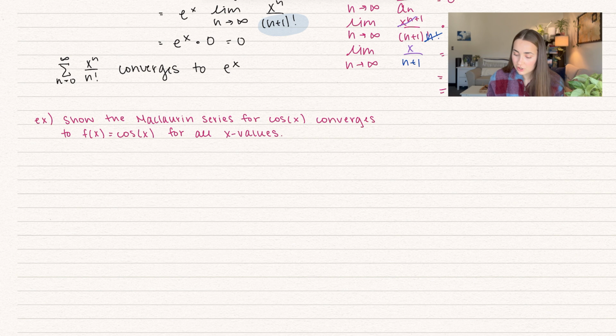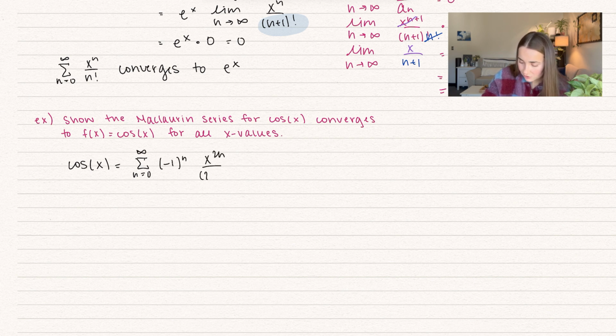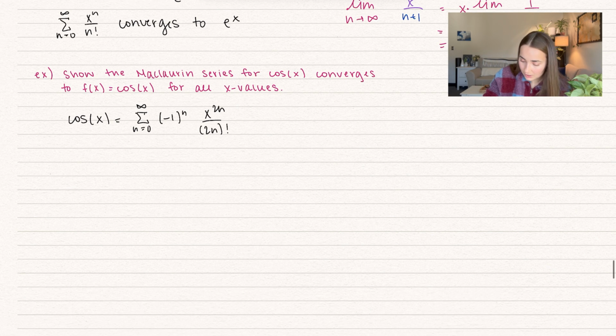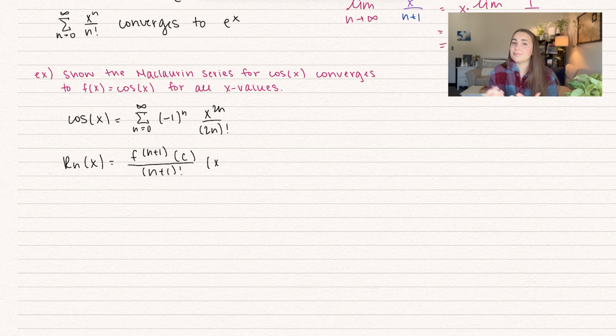Let's try one more example. We want to show the Maclaurin series for cosine of x actually converges to cosine of x. So let's go ahead and do the same thing. We know that cosine of x is equal to summation n equals 0 to infinity of negative 1 to the n, x to the 2n divided by 2n factorial. Let's actually show that these are equal. And we're going to write out the remainder term. So this is equal to f, the n plus 1 derivative, evaluated at some number c, divided by n plus 1 factorial, and then x minus a, but our a is equal to 0, so I'm just going to say we multiply by x to the n.